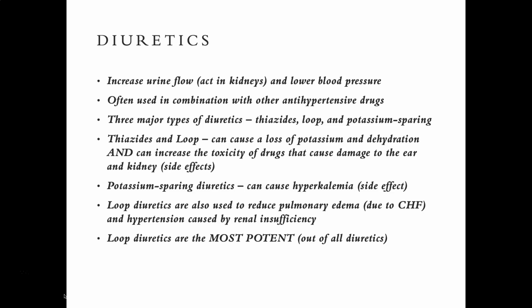Thiazides and loop diuretics can increase the toxicity of drugs that cause damage to the ear and the kidney. That's their side effects. Loop diuretics are also used to reduce pulmonary edema, usually due to congestive heart failure, and hypertension that's caused by renal insufficiency. That's where the kidneys aren't functioning optimally. Loop diuretics are the most potent type of diuretic. Make sure you know that. Loop diuretics are the most potent out of all three.